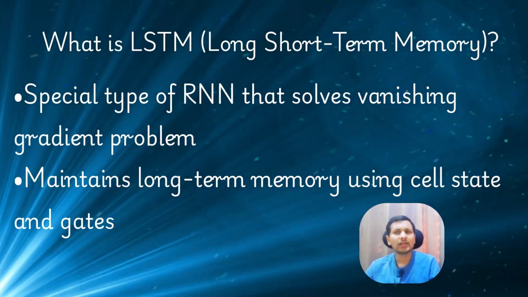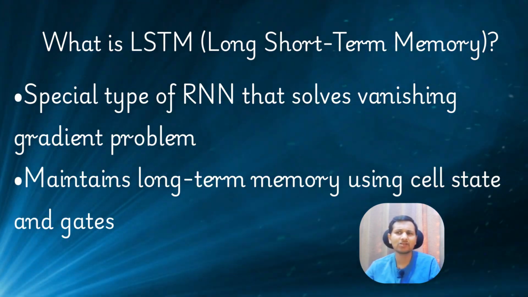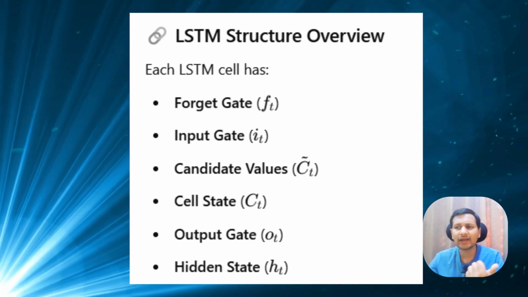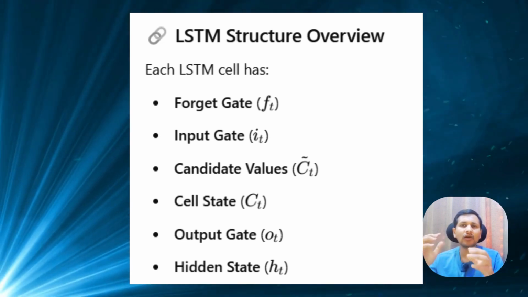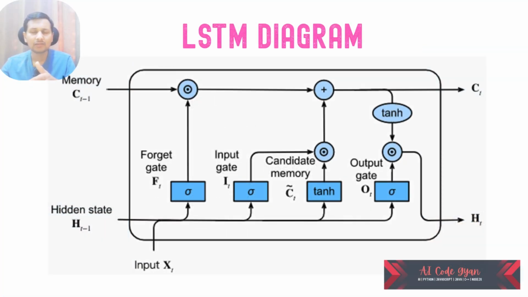Let us discuss LSTM, long short-term memory. Basically it is a special type of RNN that solves the vanishing gradient problem. It maintains long-term memory using cells and gates. We have three types of gates: forget gate, input gate, and output gate. And we have our memory state, which takes care of the hidden state and the current state.